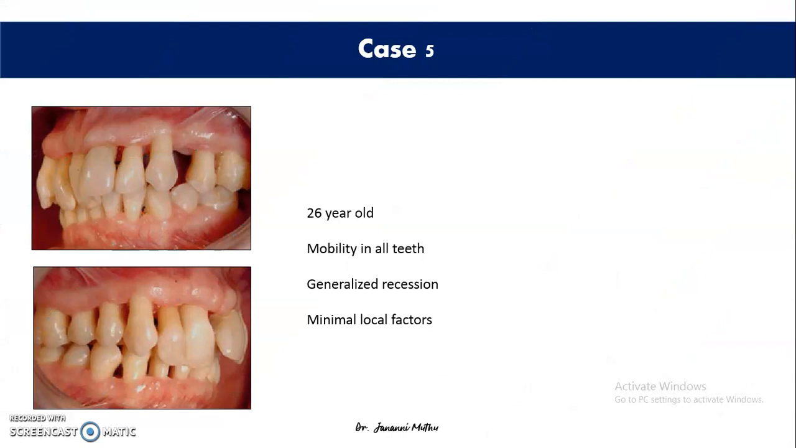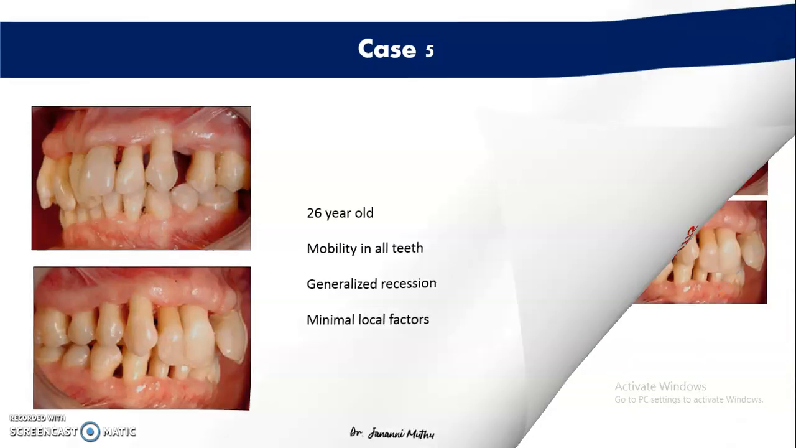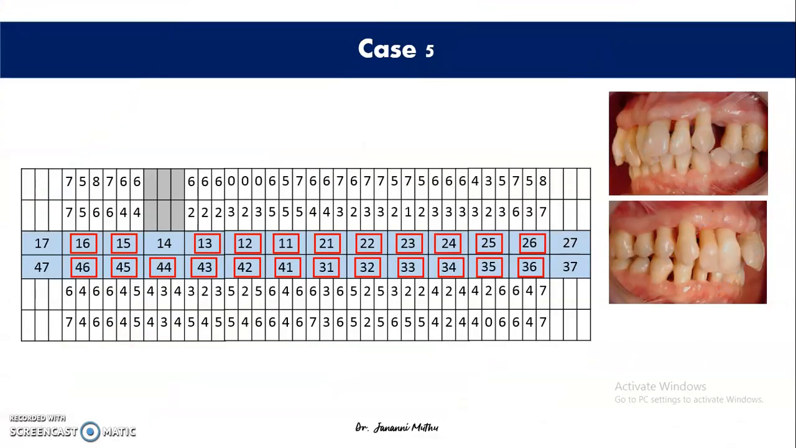This is a case of a 26-year-old systemically healthy patient presenting with mobility in all teeth. On clinical examination, recession is evident in all teeth. Hence, this is a case of periodontitis. Again, considering the young age, systemic condition and presence of very minimal local factors, this case is diagnosed as aggressive periodontitis. Periodontal charting reveals attachment loss in all the teeth, inclusive of canines and premolars. Hence, the final diagnosis is generalized aggressive periodontitis.